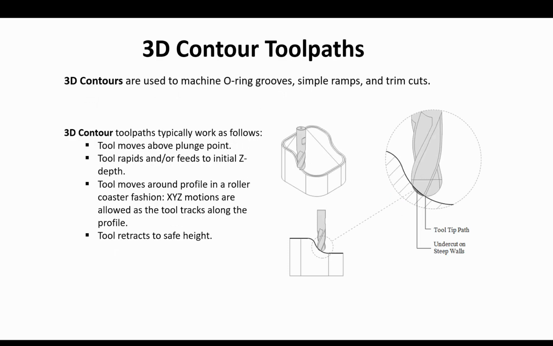3D contours are used to machine O-rings, grooves, simple ramps, and trim cuts. 3D contour toolpaths typically work as follows. Tool moves above plunge point, tool rapids and or feeds to initial Z depth. Tool moves around profile in a roller coaster fashion. XYZ motions are allowed as the tool tracks along the profile. Tool retracts to safe height.